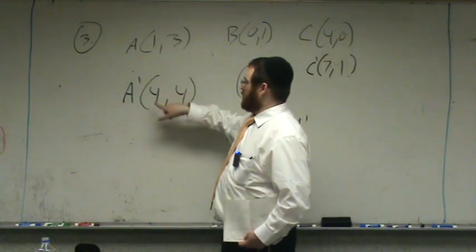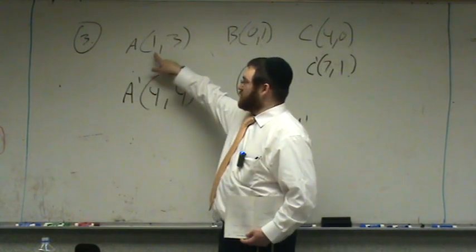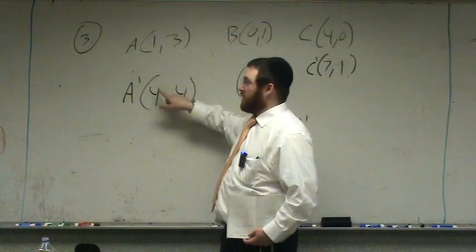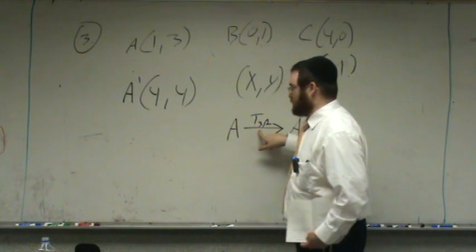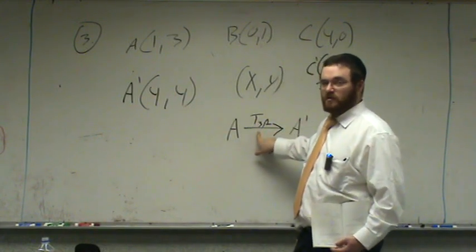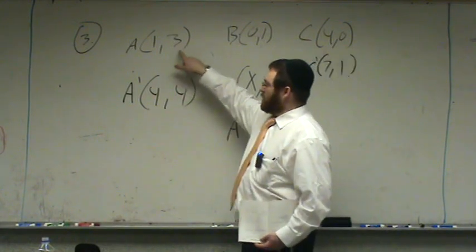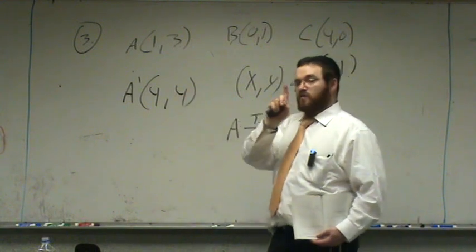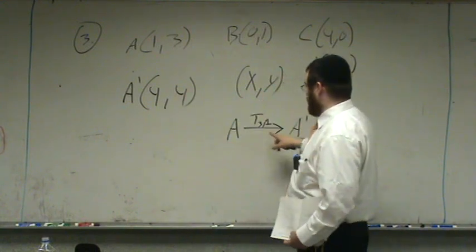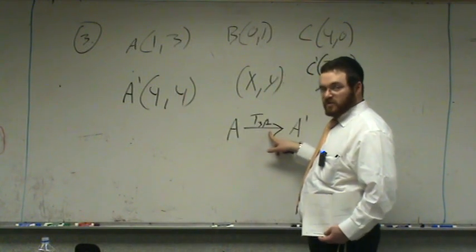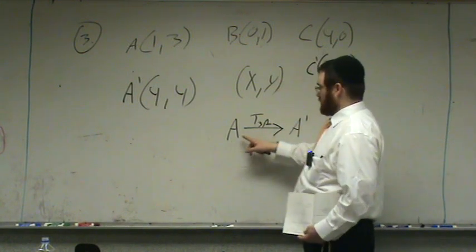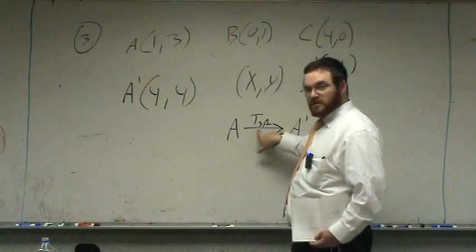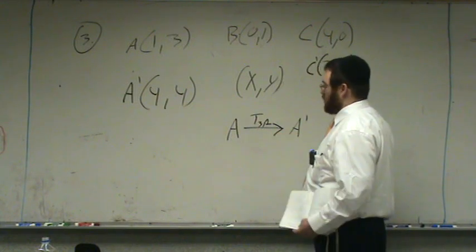Well, the x moved over 3, right? Because the difference between 1 and 4 is 3. It was at 1, the x, and moved to 4, so it's a difference of 3. So the x has a translation of adding 3, and the y moved from 3 to 4, so the y moved up 1, so it has a translation of plus 1. So the translation from A to A1 is x plus 3 and y plus 1.